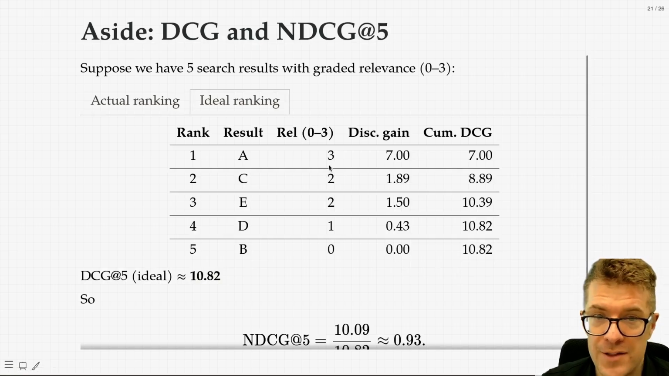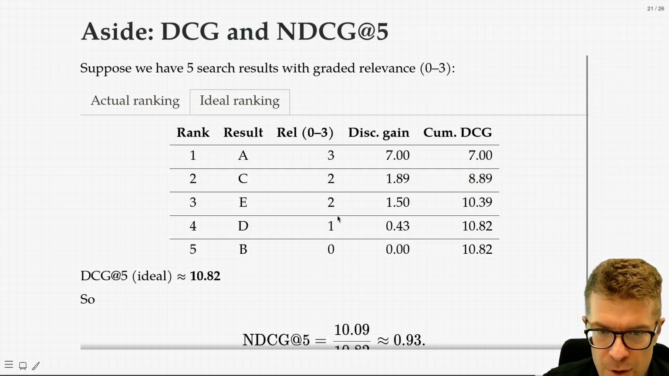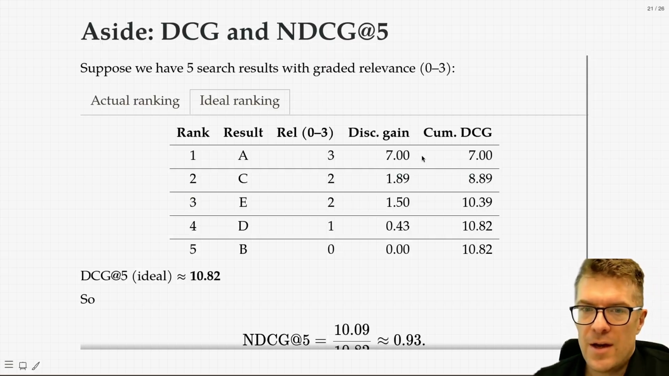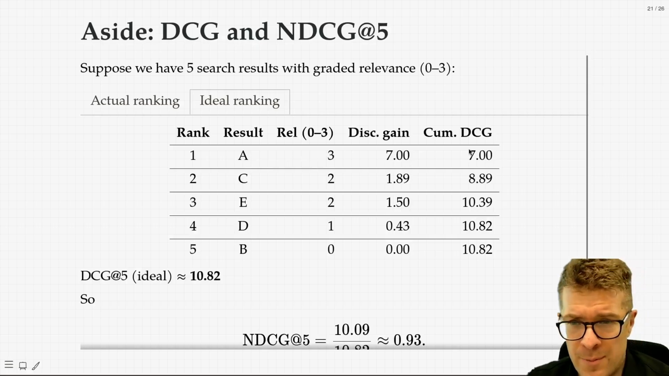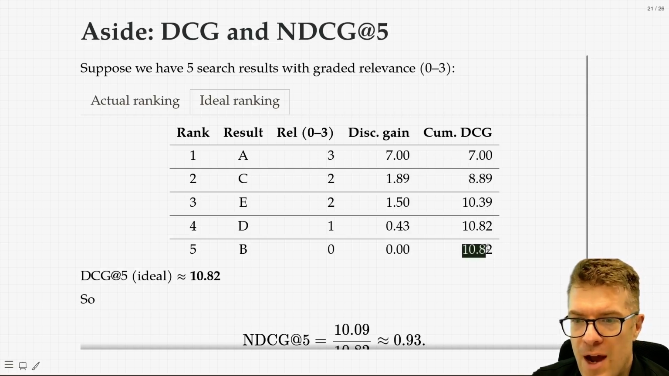The ideal ranking, though, you see here, the most relevant page is ranked first. The next most relevant pages are ranked second and third, and so on. You do the same computation on this table. The top result is the same. So in the top rows the discounted gain and the cumulative gain are the same, but then things start to change, and you can see I end up with a higher score at the bottom.